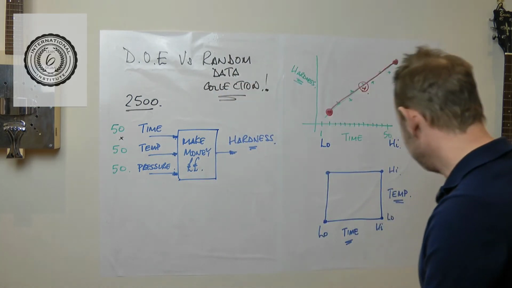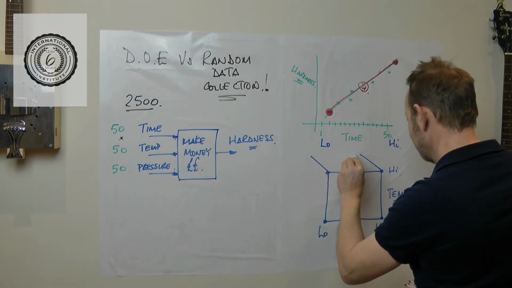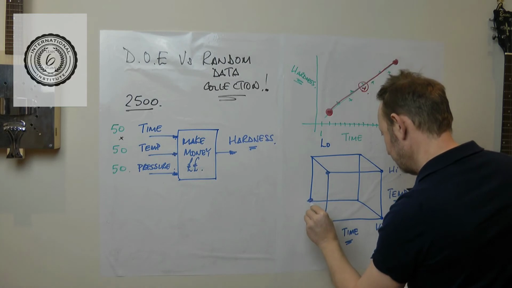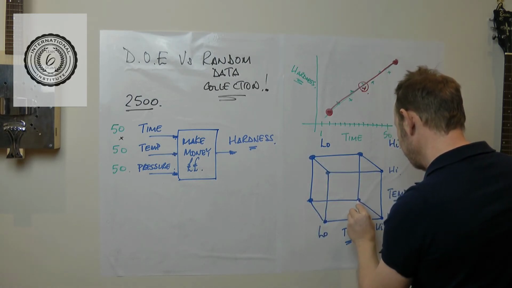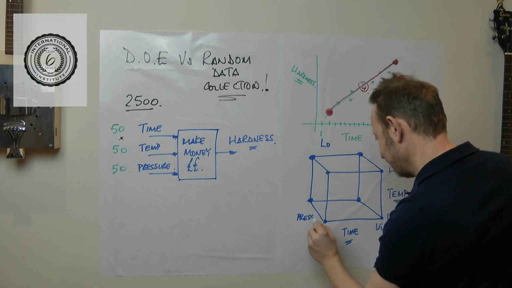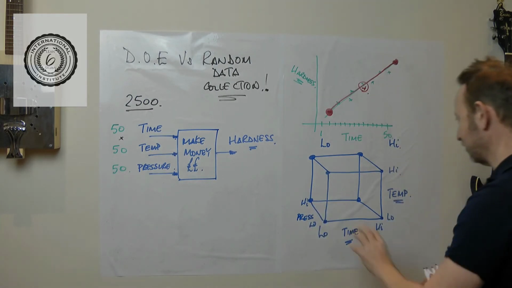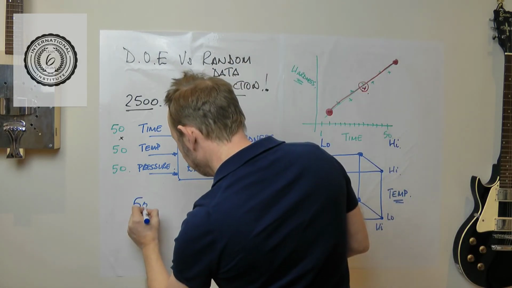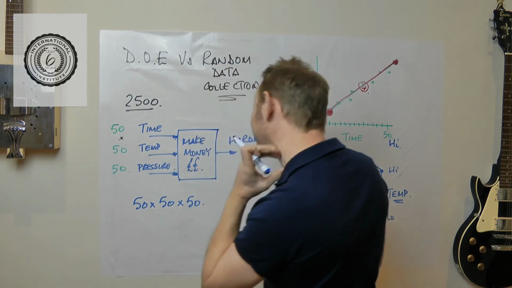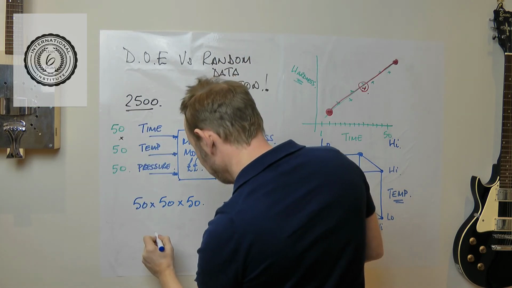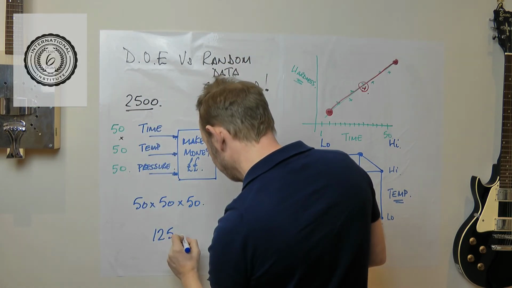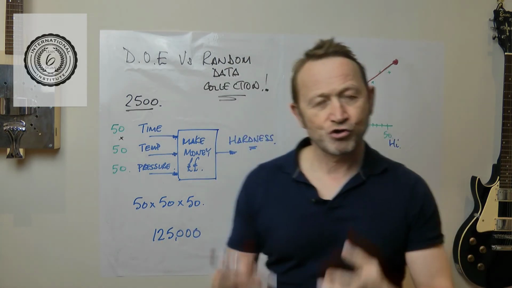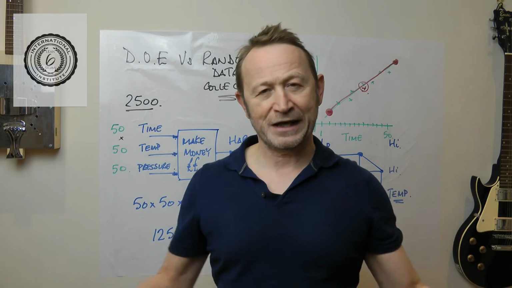Now let's throw pressure in there. There we go, backwards like this. So now we've got these points at the back. So that's pressure, low and high. So what you've got are these 8 points. Now if I put pressure into the calculation, what have we got? 50 times 50 times 50. This times 50, what's that? It's 125 with a naught on the end. So for these 3 variables, there are 125,000 possible places you could test.